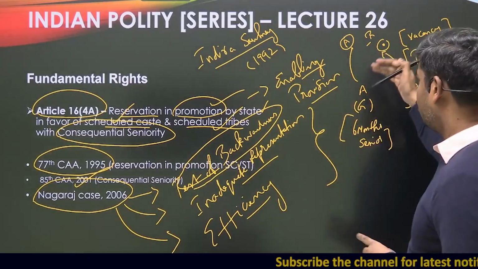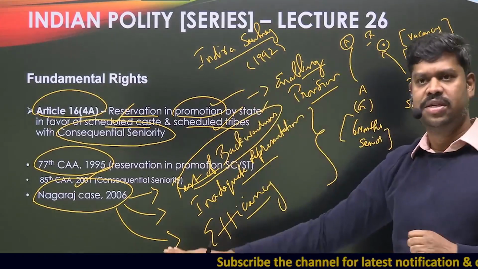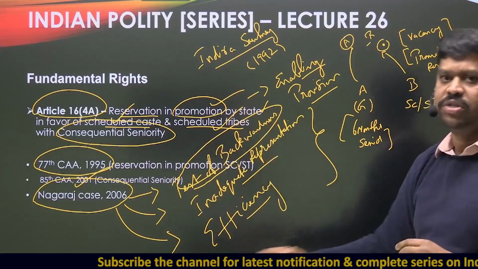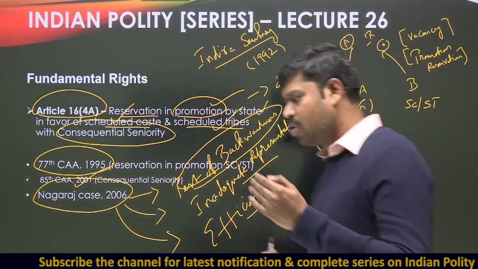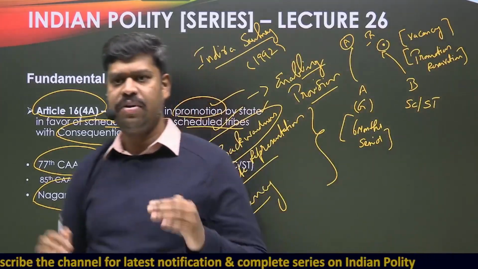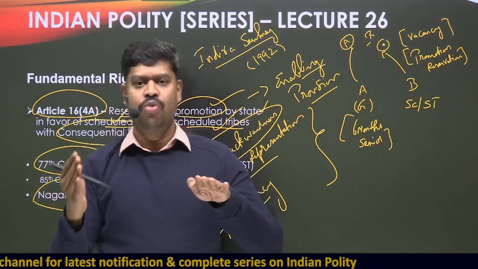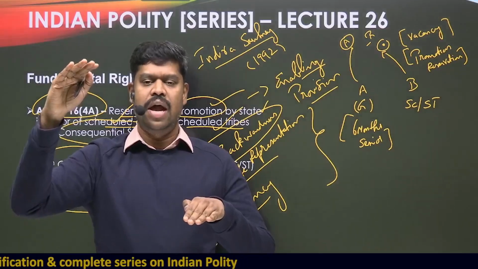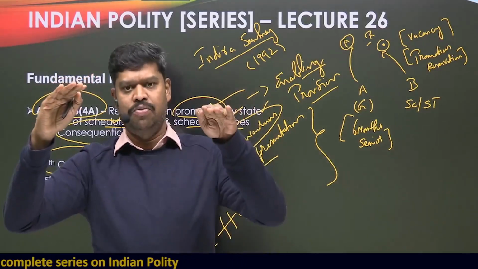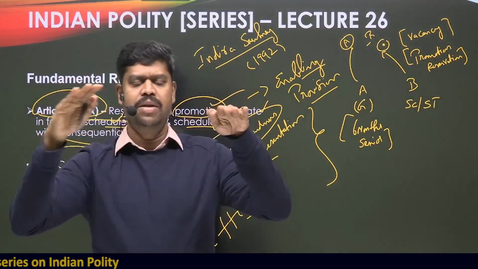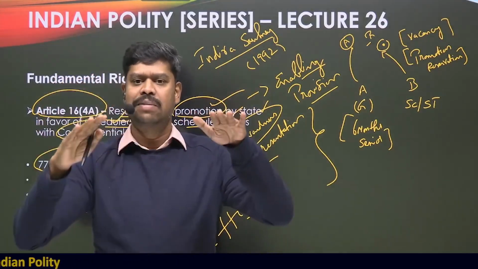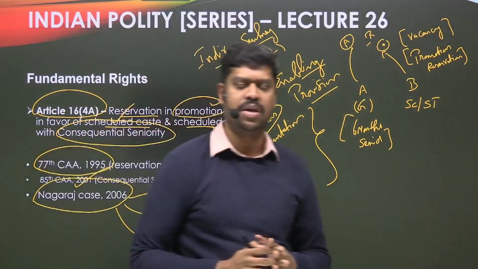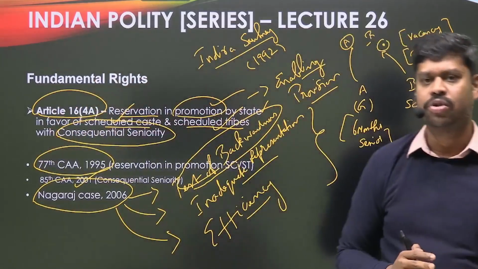So this was a rule that was followed before consequential seniority. I'm just explaining it. So before consequential seniority, what is the concept? If there are two people, and if one person gets promoted by virtue of reservation in promotions, and then the other person also gets promoted after some time normally, then who will automatically become the senior? The person who joined the service first will automatically become the senior. This was before what is called consequential seniority.